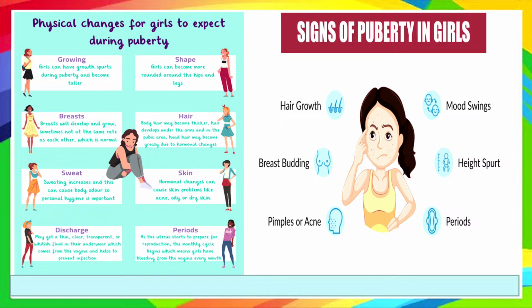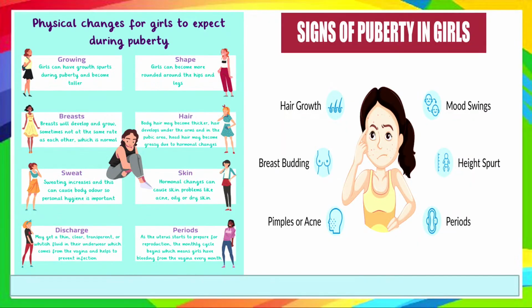The various signs of puberty in girls are hair growth, breast budding, pimples or acne, mood swings, height growth and periods. So when we talk about mood swings, ma'am, what are the changes in those mood swings? Ma'am, mood swings can involve self-identity and self-consciousness, as well as the appearance of the girl, as she wonders how she is going to look now in front of her peers and in front of society. So with all these mood swings, they may be angry at one time and happy at another point. So it will be like this only.